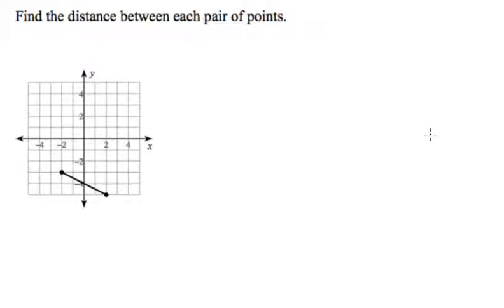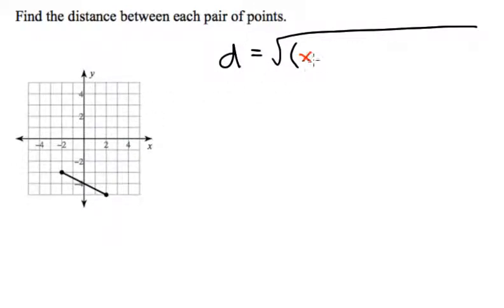So this problem is asking us to find the distance between these 2 points. And to do that, I'm going to use my distance formula, which says that the distance equals the square root of the difference between my 2 x coordinates. So I'll call that x2 and x1. We'll put those in red to make it easier to see. x2 minus x1, and that whole thing squared.